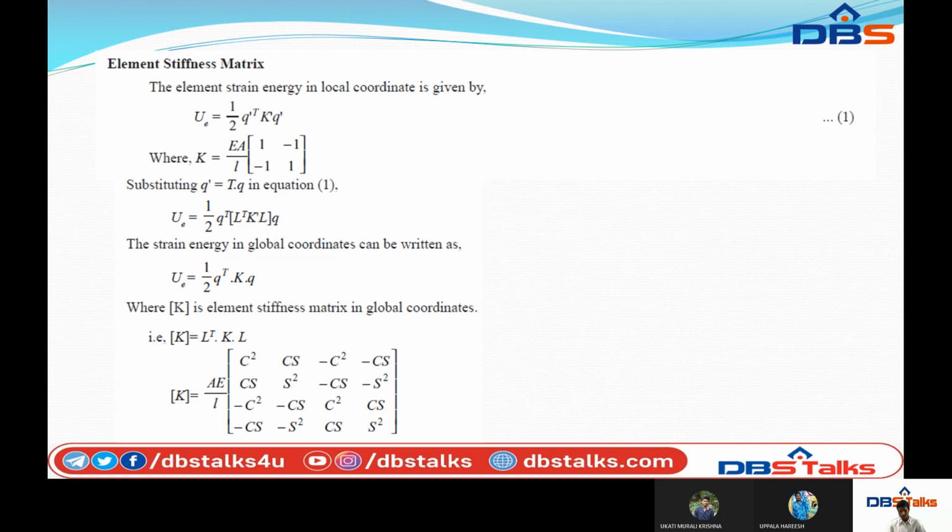We are multiplying the stiffness matrix with L transpose and L at a time. Then we will get C square, CS, minus C square, minus CS; CS, S square, minus CS, minus S square; minus C square, minus CS, C square, CS; minus CS, minus S square, CS, S square. This is the element stiffness matrix for the truss element.